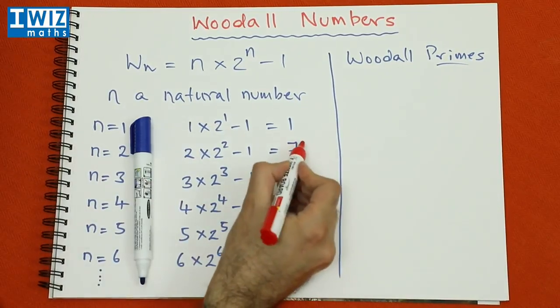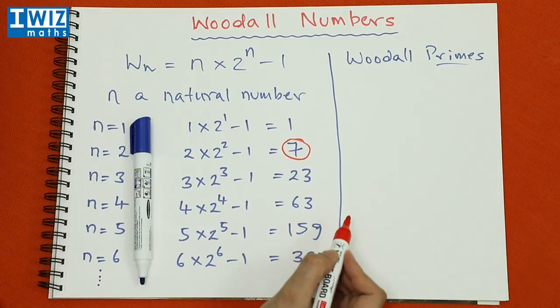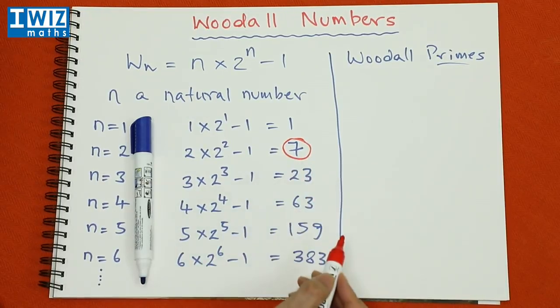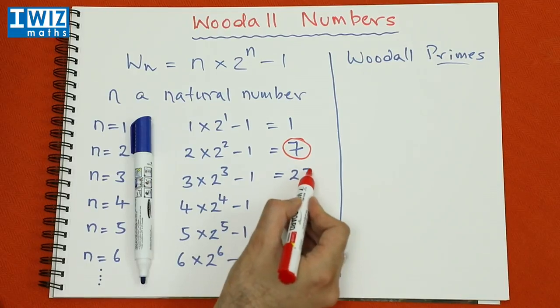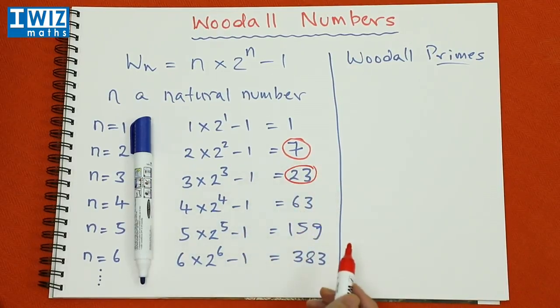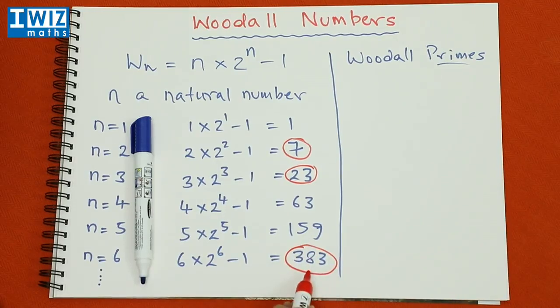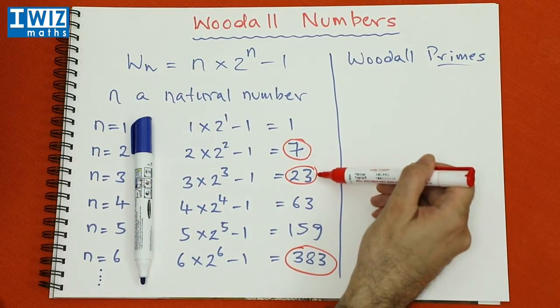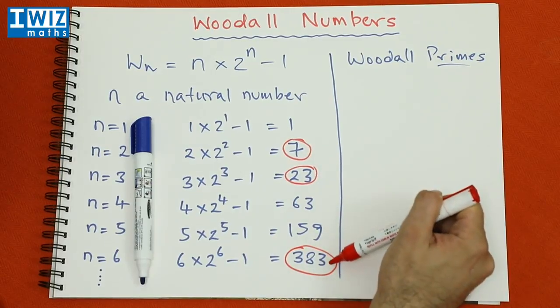So 7 is a prime and it also is a Woodall number. So 7 is the first Woodall prime. Then 23 is the next Woodall prime. Then 383 is the next Woodall prime. So that's the first Woodall prime, that's the second Woodall prime, that's the third Woodall prime.